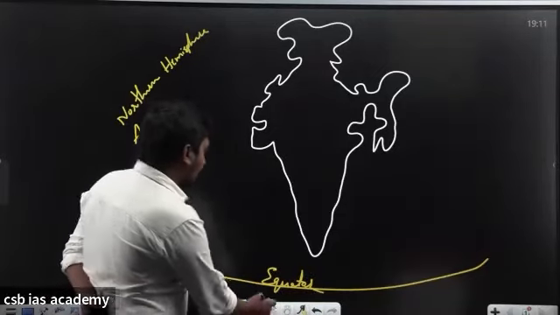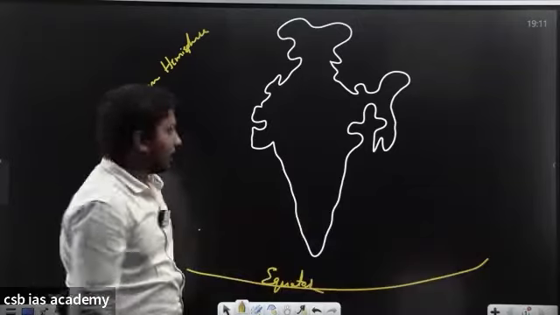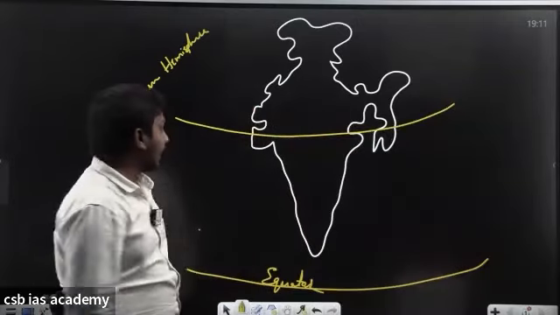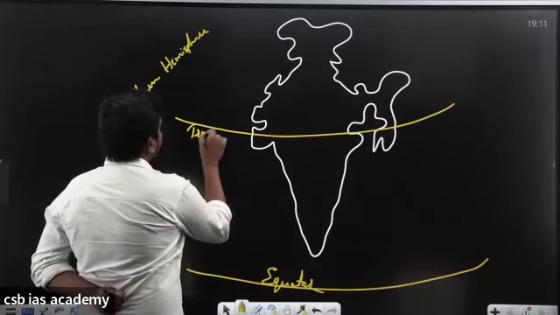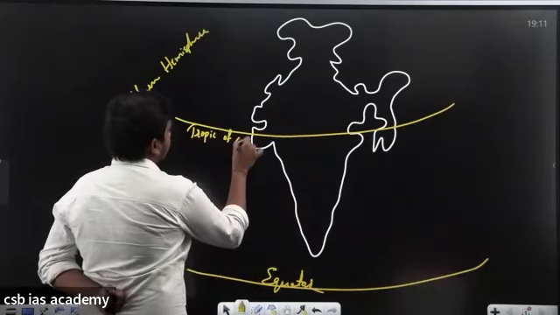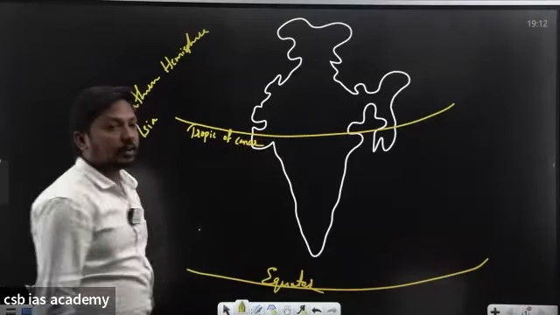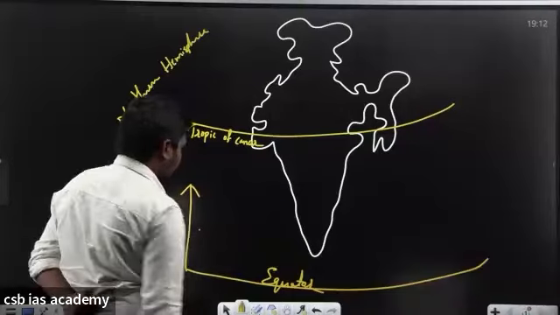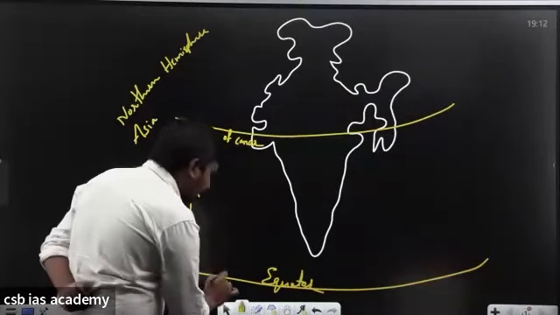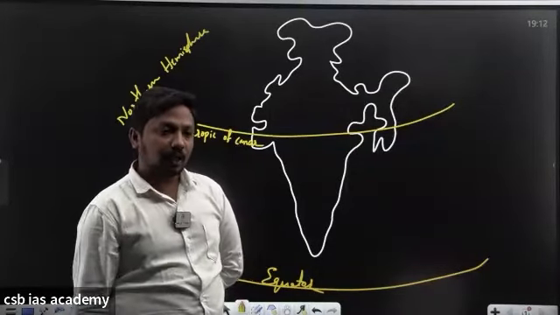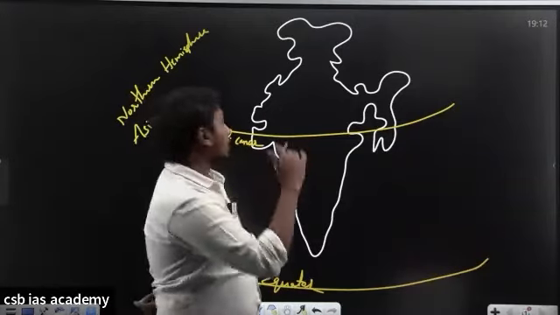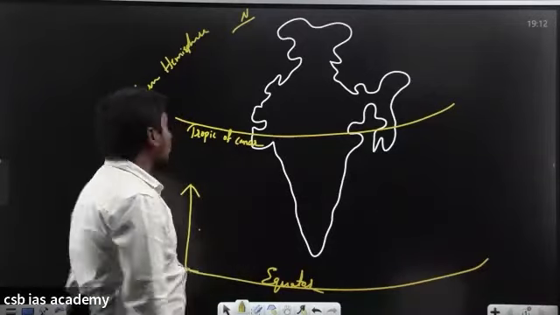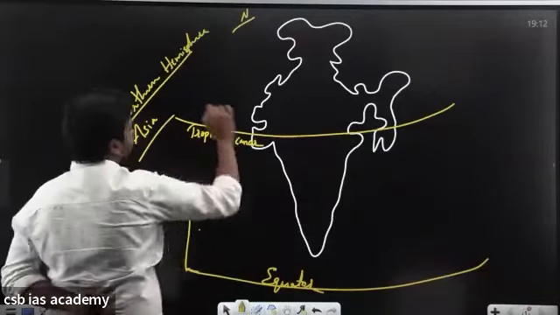And after that, from the equator, if you come towards the north, there is a line which is passing almost from the center of our country. What is that line? Tropic of Cancer. What is the line, sir? Tropic of Cancer. So the line which is dividing the earth into two equal halves is the equator. From the equator, whatever half is located towards the northern side, we call it the northern hemisphere. That is how we say India is located in the northern hemisphere.